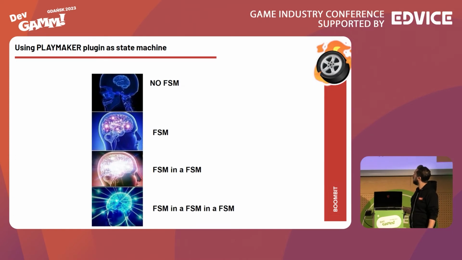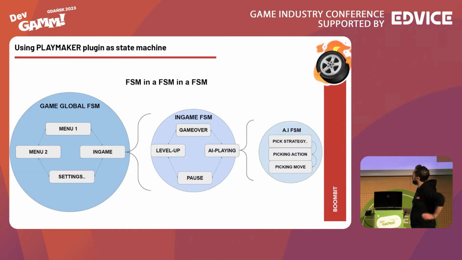Also, okay, using the FSM is a no-brainer, let's say, but then you can use FSMs inside an FSM, or FSM in FSM in FSM, and that goes on. For example, here you can have one FSM to rule them all, which includes the out-of-game part, and in-game is just one component of it, one state.